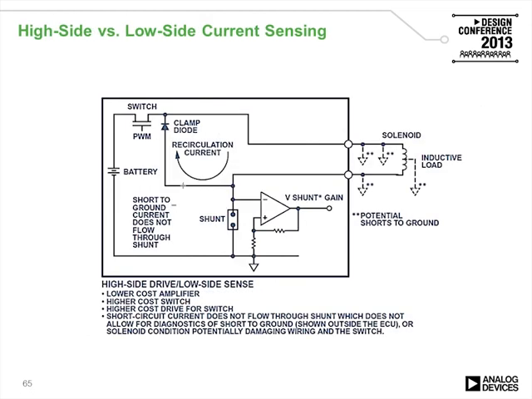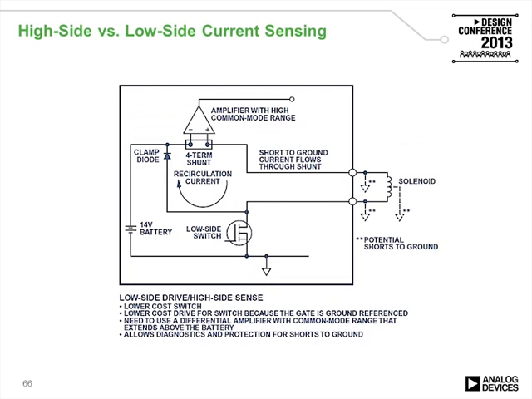In this slide, I am showing an example of low side current sensing. You can see that while this requires a low cost amplifier, it requires higher cost switches, higher cost drive for that switch, and short circuit current does not flow through the shunt, which does not allow for diagnostics.